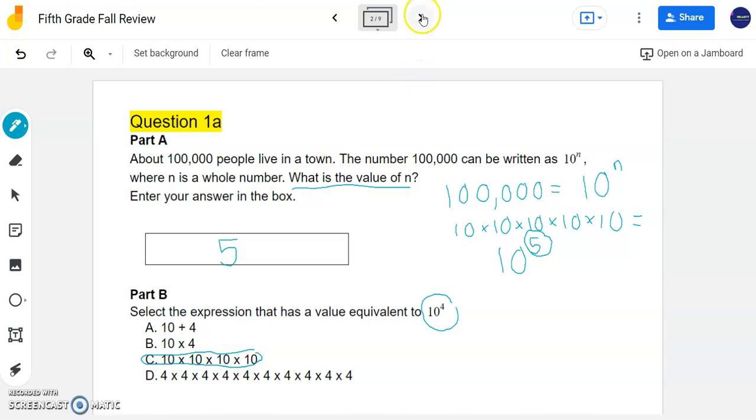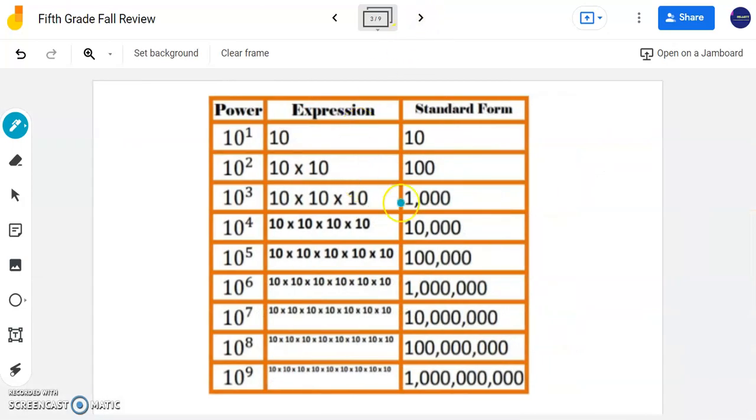Now, as a reminder, when we were learning about powers of 10, you had this chart here as well to help you identify what 10 to the first, 10 squared, 10 to the third, or 10 cubed is equivalent to. You see the expression and standard form. Always refer back to this chart if you are ever doing anything with powers of 10.